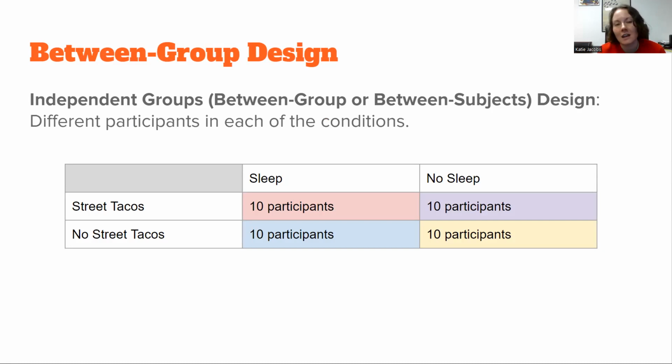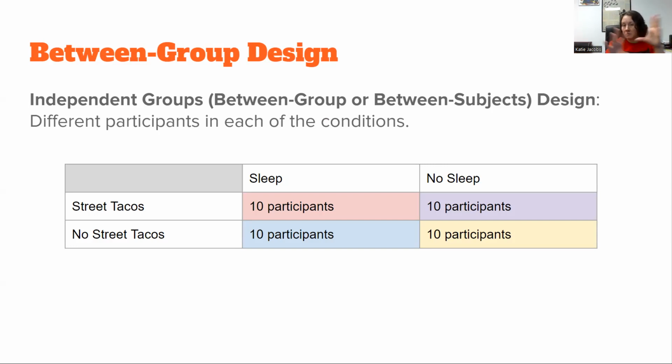Say we're trying to see if there's a significant difference in the amount of happiness someone has based on whether they have sleep, no sleep, street tacos, or no street tacos. So in this between group design for this factorial ANOVA, we have 10 participants that get sleep and street tacos. I'm just saying, it's science, right? Then we have 10 different participants that get sleep but no street tacos. Then we have the no sleep condition, but they get street tacos. And then we have the no sleep and no street tacos condition.